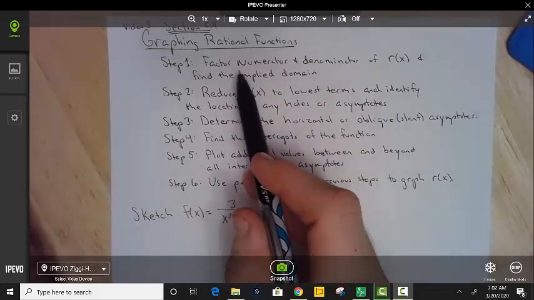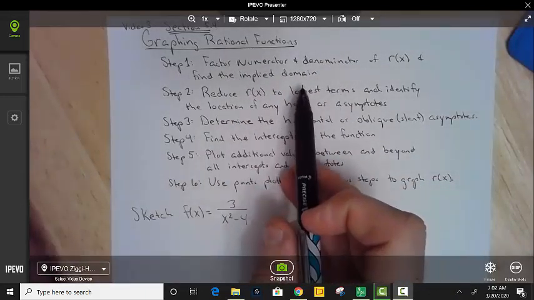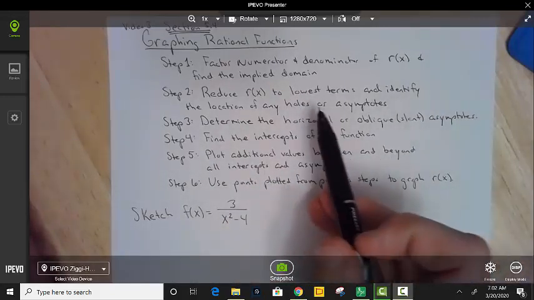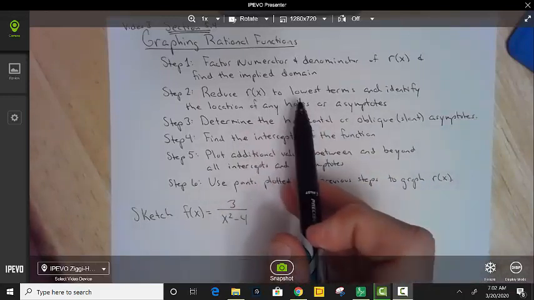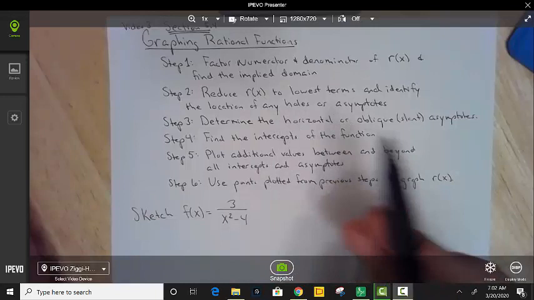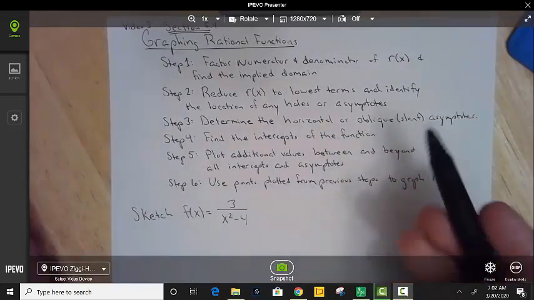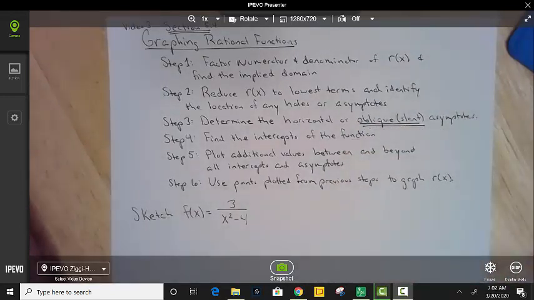So step 1 is always going to be to factor the function, numerator and denominator, and find the implied domain. And just like in the last video, the implied domain is going to tell us either the location of the holes or the vertical asymptotes, which is what step 2 is. Once we reduce it, that allows us to identify holes and asymptotes. Then we'll determine the horizontal or oblique asymptotes, and we haven't covered that yet, the oblique, which is the slanted. I mentioned it in the last video. We haven't done how to figure that out yet. That's what we'll do one example of in this video.